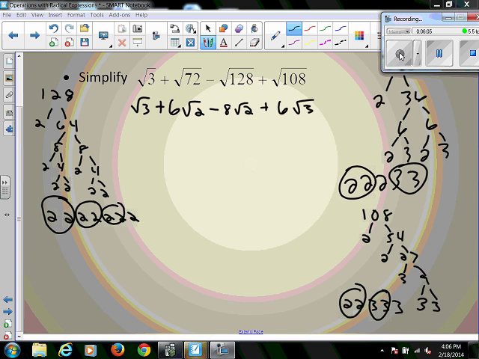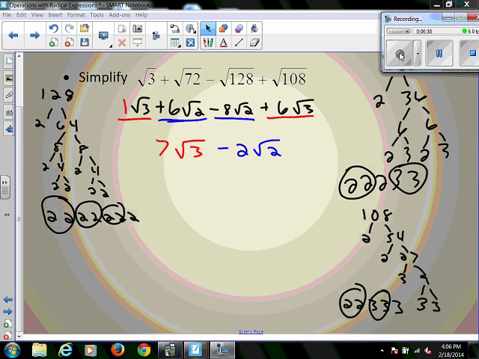And notice here all my radicands are not the same, but I do have a couple that are the same. I have 1 times the square root of 3 plus 6 times the square root of 3. So 1 plus 6 is 7. Keep the index and the radicand the same. Now I got positive 6 minus 8. So that's negative 2 times the square root of 2. Lastly, I'm going to check by putting my problem in the home screen and then my answer in the home screen and seeing if they match up.